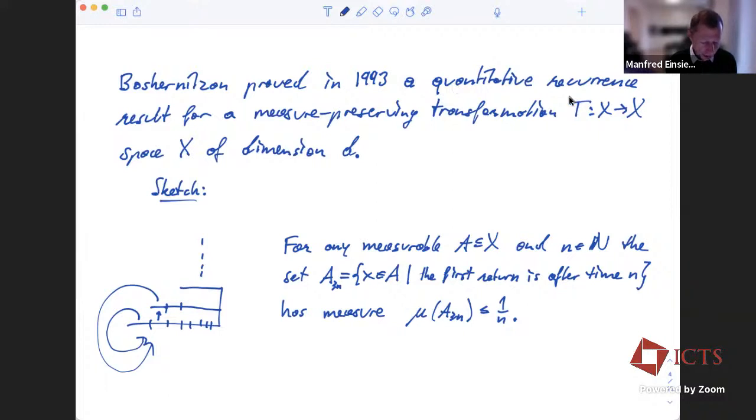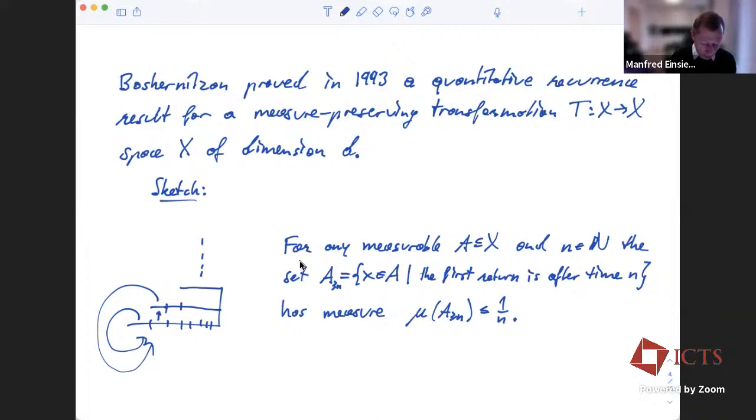I want to start by sketching an easier version of this result of Boshernitzan, which is what we picked up and applied in our setting. Boshernitzan works way harder than what I want to sketch. He considers the Hausdorff dimension of the measure and works with that. I just want to work with, say, the upper box dimension, the upper covering dimension of the space. And I'm not making everything super precise.